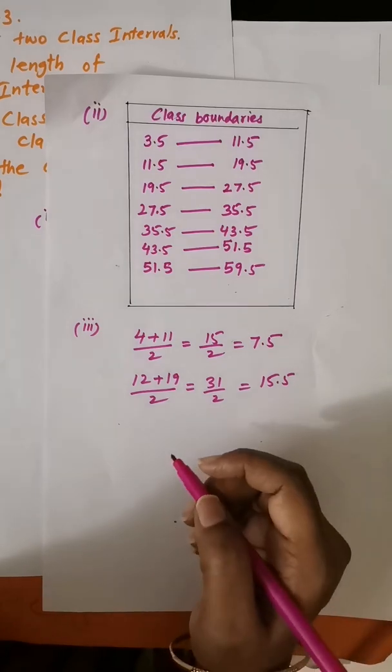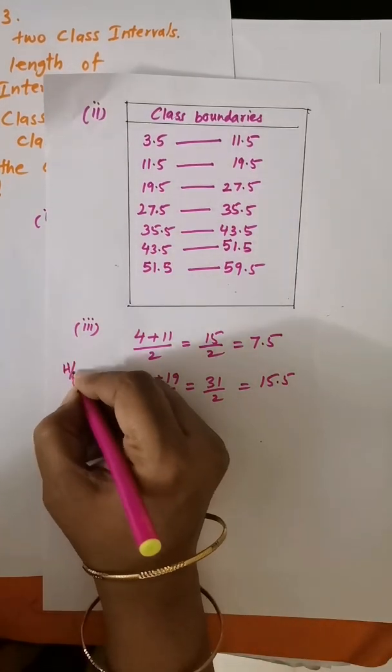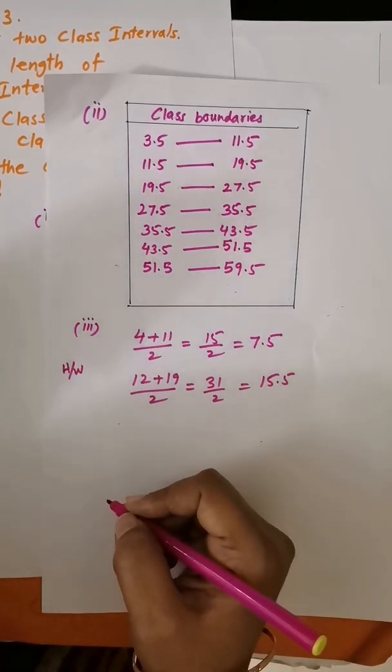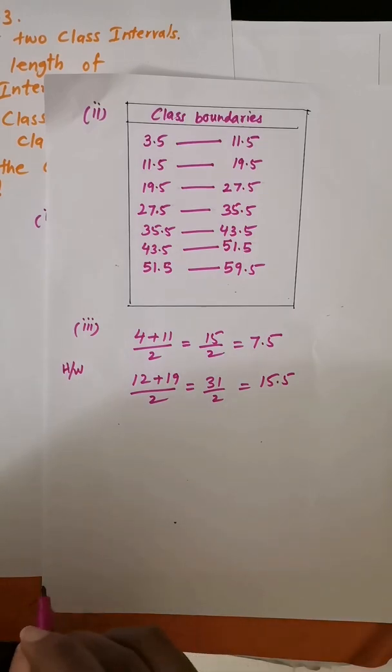Okay, children. So the rest you have to calculate. That will be the homework. You have to add the upper limit and lower limit and find the average of upper and lower limit. Okay, in this way you will find the class marks.